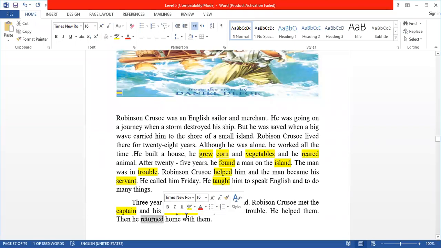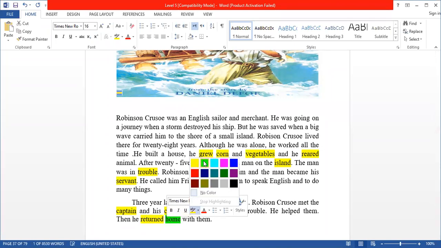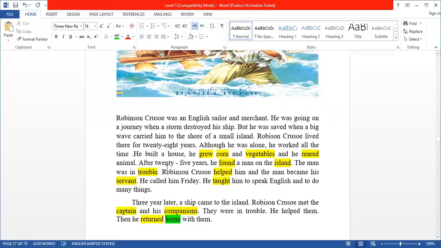Returned, the present is return. Return means to come back. He came back, returned to his homeland, his country. Home means his country. He returned to his country with them, on the ship. This is the story of Robinson Crusoe.